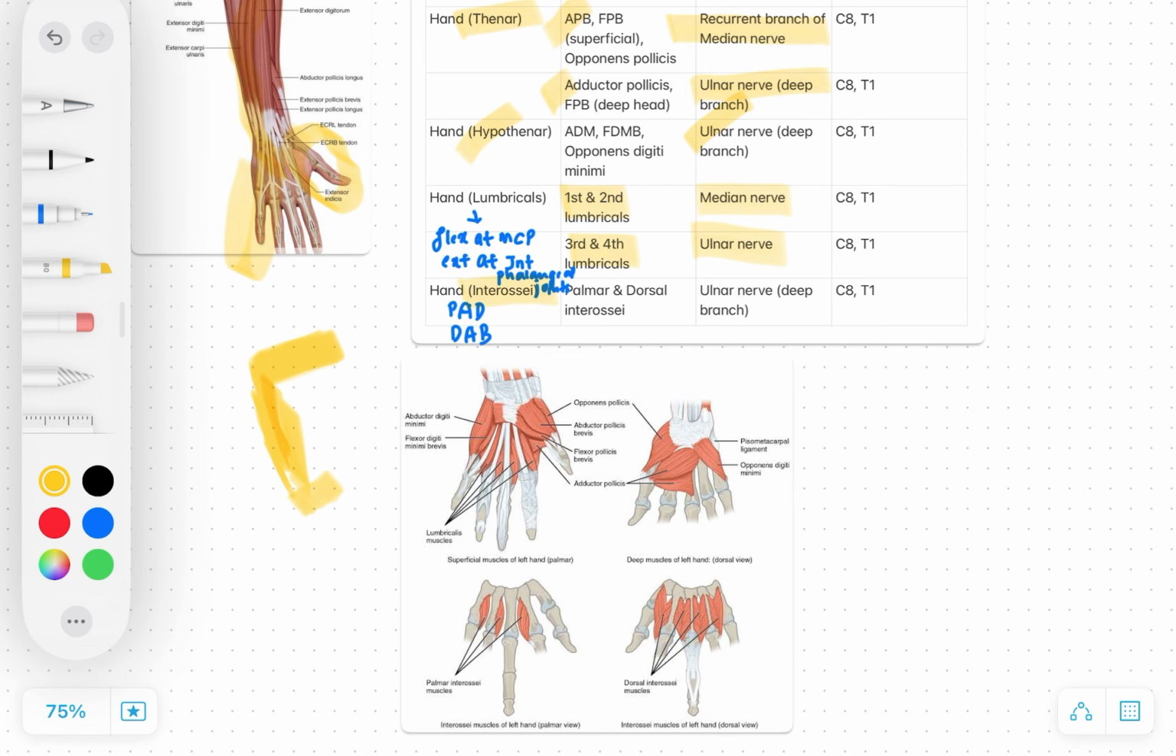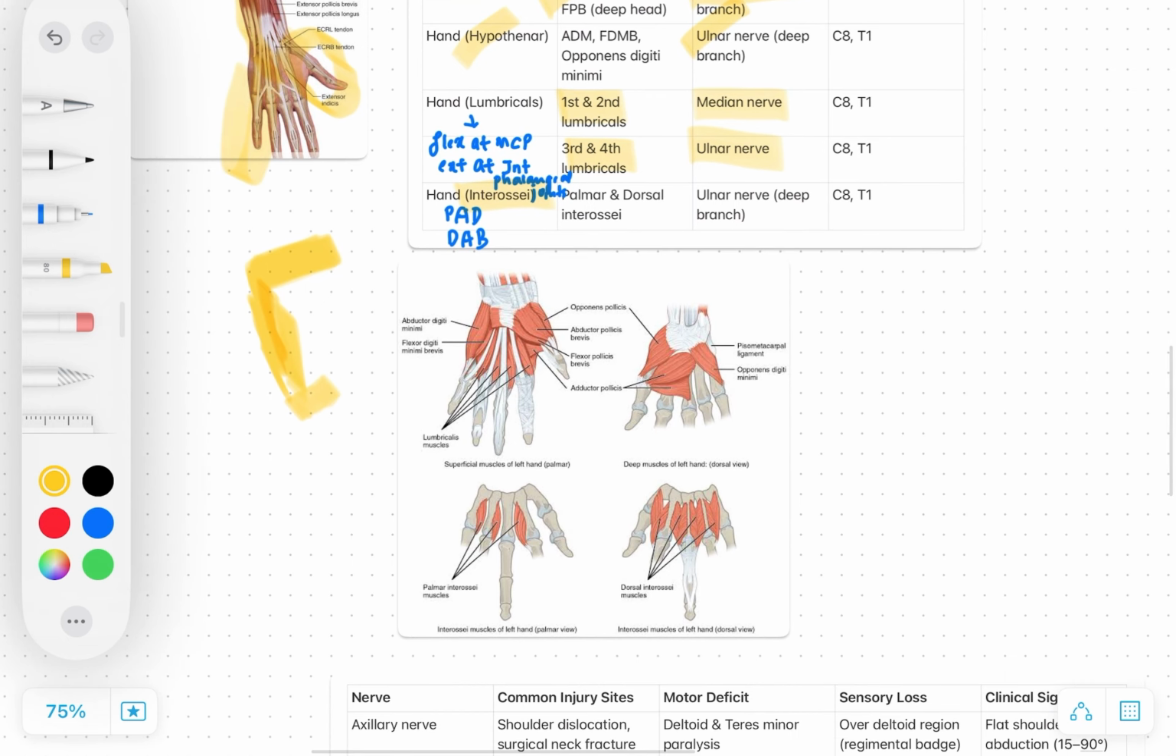Next, interossei muscles. They are 2: palmar and dorsal interossei. Palmar interossei help in adduction. Dorsal interossei help in abduction. So these are supplied by the ulnar nerve.